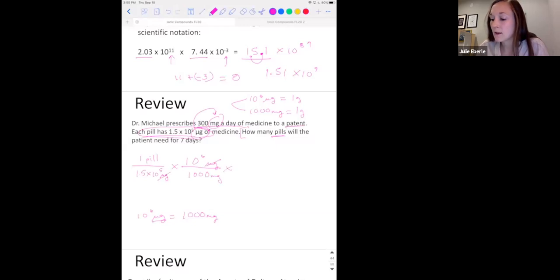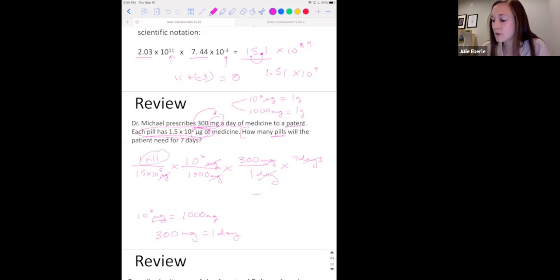Now I know that the doctor prescribed 300 milligrams per day. That's another relationship, 300 milligrams in 1 day. That's how much the patient needs to take. I'm going to cancel milligrams because I don't want units of milligrams in my answer. So per 1 day. And I know that we're supposed to go for 7 days. So milligrams cancel, days cancel, I'm left with pills.